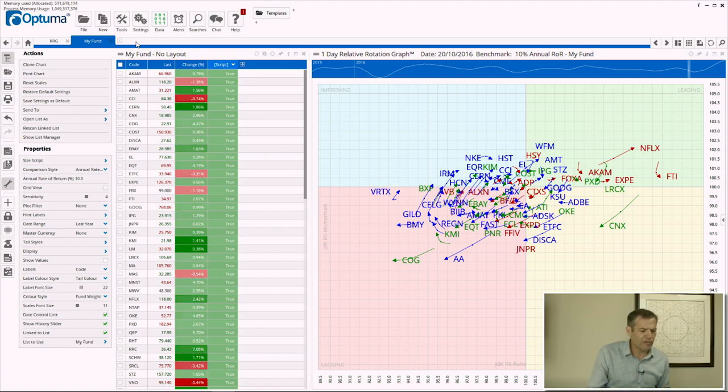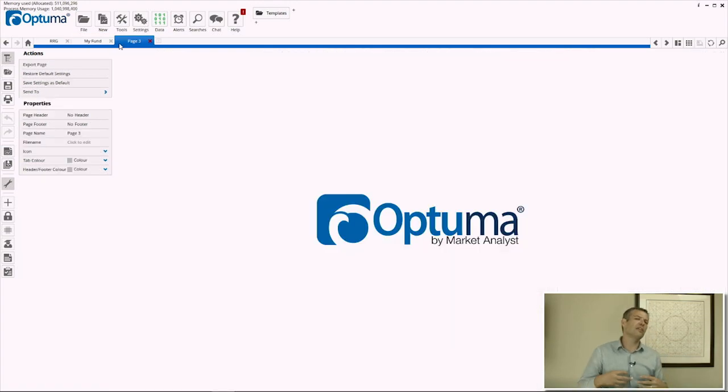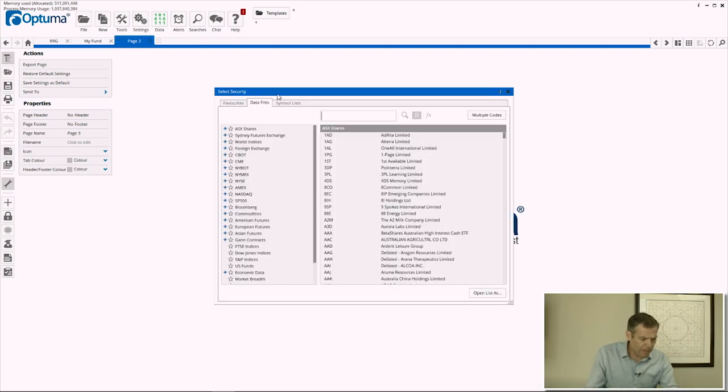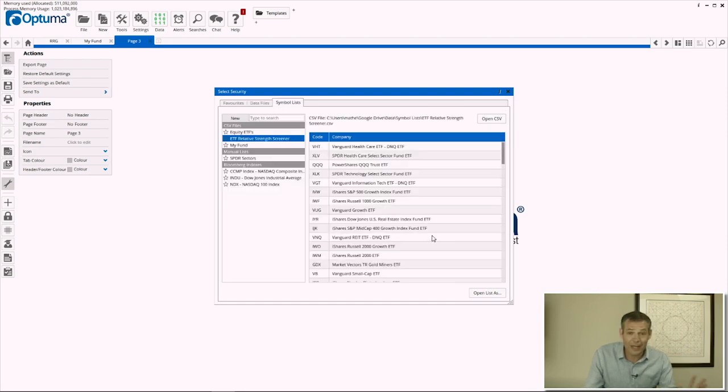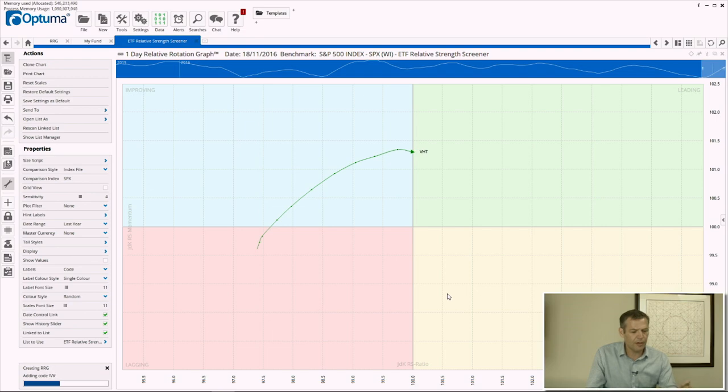Another way which is really important, particularly if you're dealing with different asset classes, etc., I want to open up another list that I have here. Now, this one here is a group of about 100 ETFs, all sorts of different, they're bonds, they're real estate, all sorts of things in there. And let's again open that. I want to open it straight as an RRG this time.